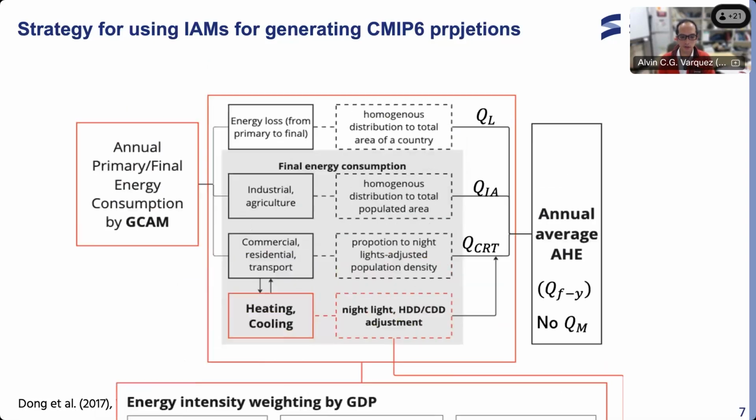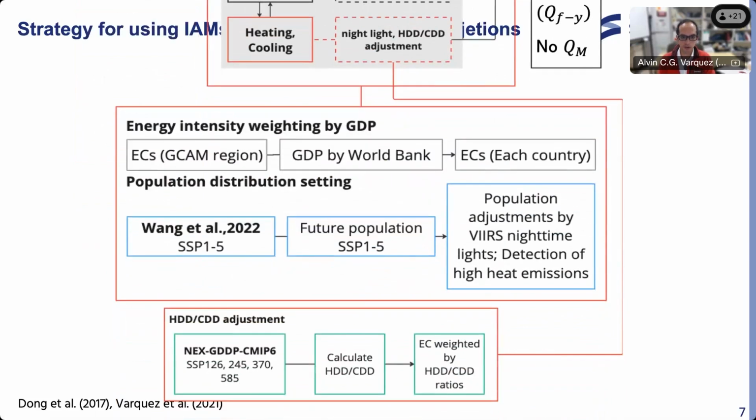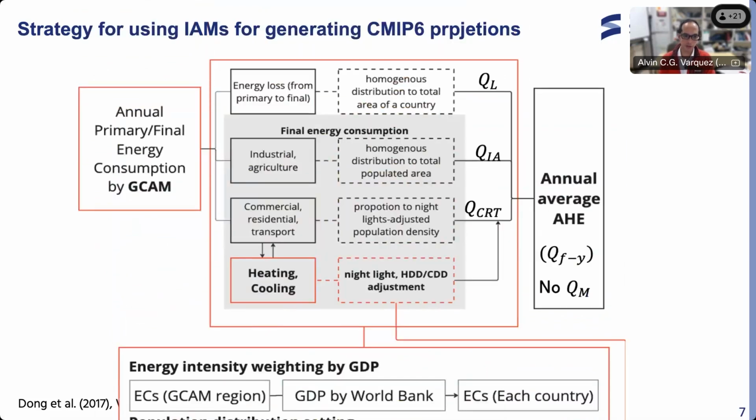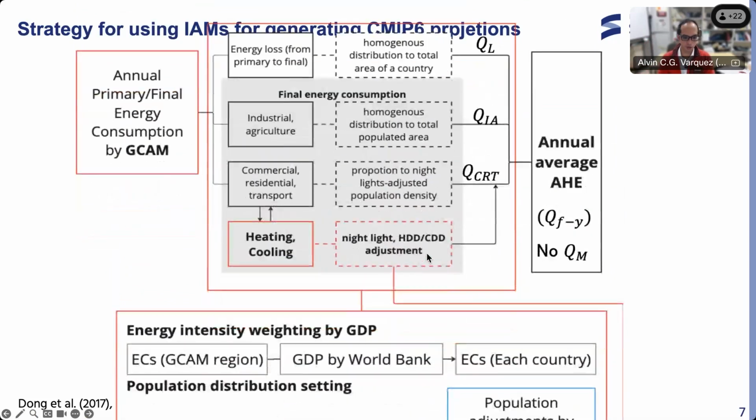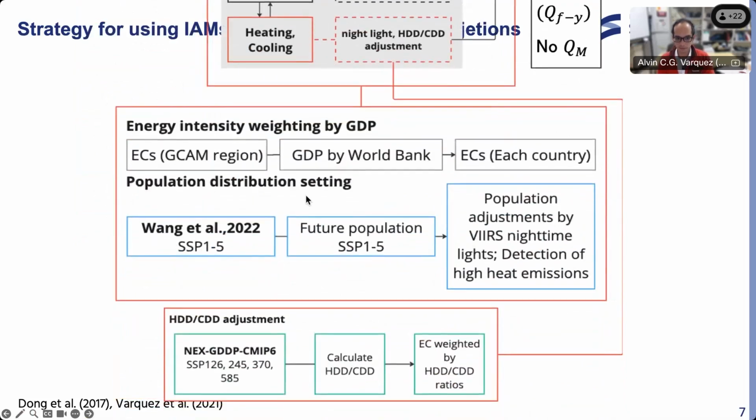So how we incorporate GCAM into this is we replace the primary energy, final energy consumption with the GCAM output, and this will just go into this model. But further improvements are also introduced. This includes redistributing the GCAM regions to each country. This part is just an assumption using the energy intensity weighted by GDP. And this GDP could also change with time.